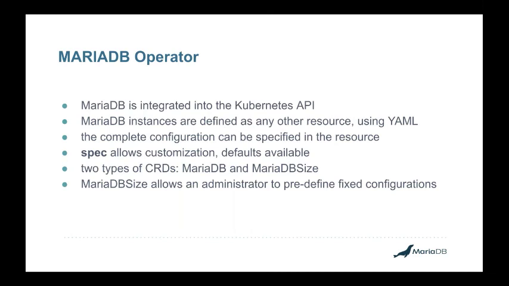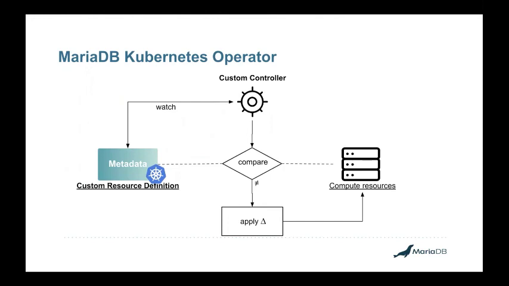Operators come with custom resource definitions, and in our case, we have two. There's MariaDB, which defines those topology setups that I mentioned, and MariaDB size, which allows you to define some predefined size configurations, sort of the t-shirt size approach of small, medium, and large nodes if you want. Again, the Kubernetes operator works a lot like a controller, where you have this custom resource definition, and you have a control loop that is watching that definition and making sure that what's been deployed down on those compute resources on the nodes is a match with what you defined.